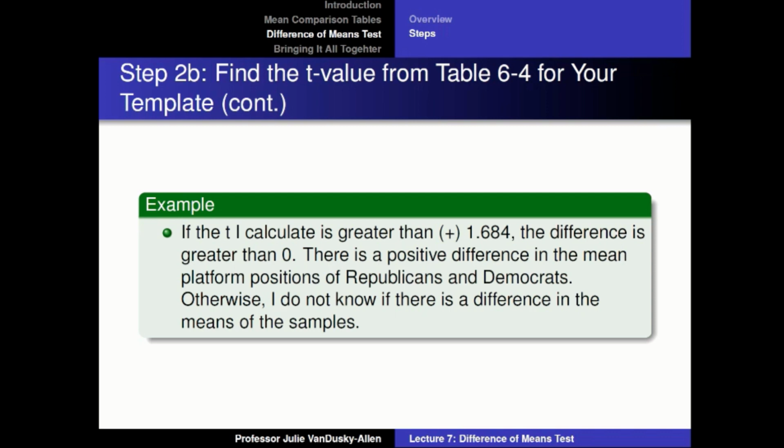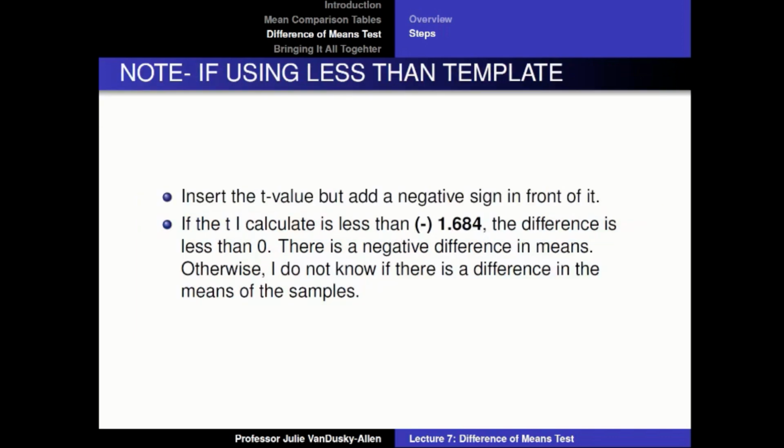So we insert this t-value into our statement. If the t I calculate is greater than positive 1.684, the difference is greater than 0. There's a positive difference in the mean platform positions of Republicans and Democrats. Otherwise, I do not know if there's a difference in the means of the samples. Please note, if we were using the less than template, you should insert the t-value with a negative sign. It would have said, if the t I calculated is less than negative 1.684.